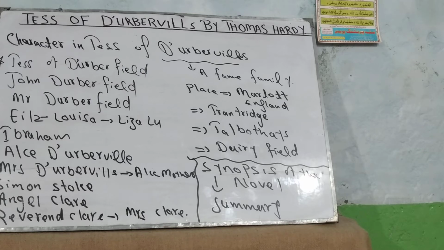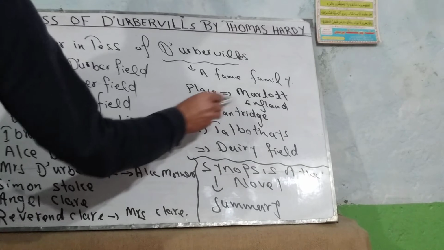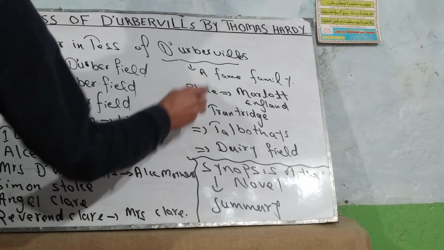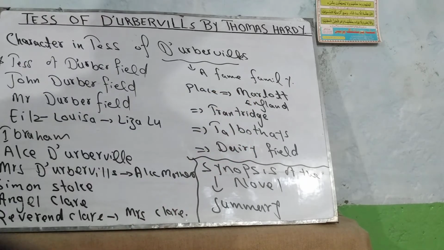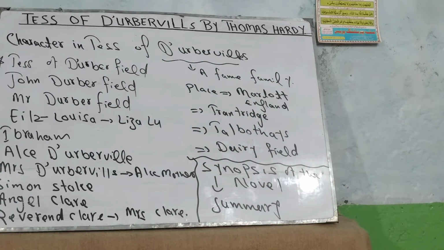So almost outside the village of Marlott, here the story has happened, in Marlott, England. Three places are involved: Trentridge, Talbot, and Marlott in England. A poor family, the D'Urbervilles, lives there. Almost outside the village of Marlott, in a beautiful vale of Blackmore, stood a cottage with its thatched roof. Thatched roof means a house roof made of plant materials. It was the sole property of a poor D'Urberville family.